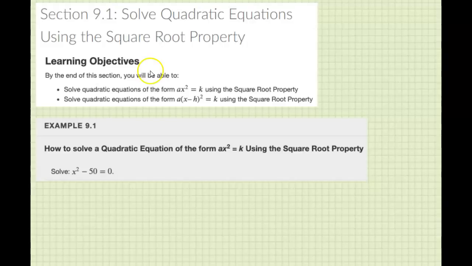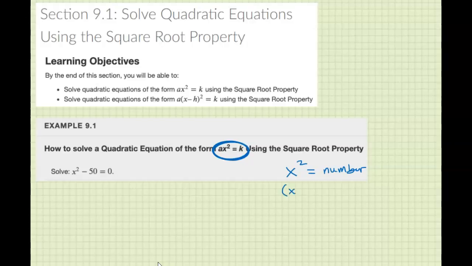All right? So basically we're solving equations of this type, ax squared equals k. So basically what we want to do is get the x squared by itself equals a number. So we want to isolate the x squared part.